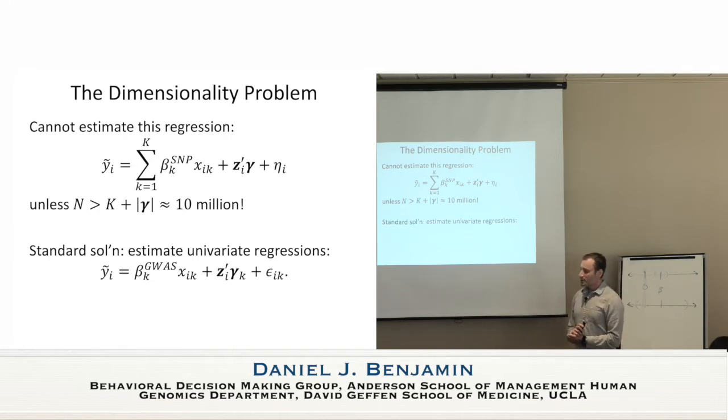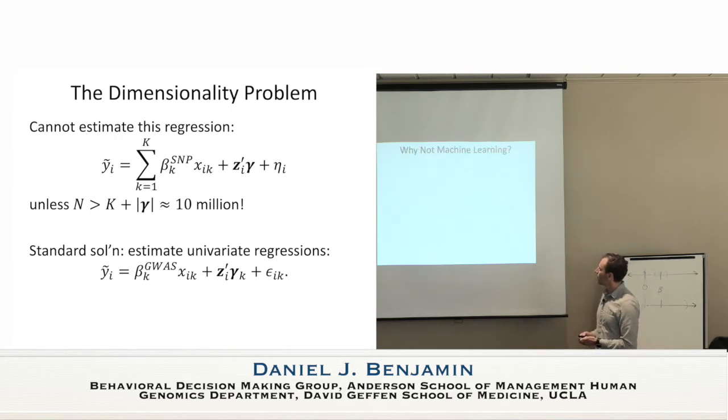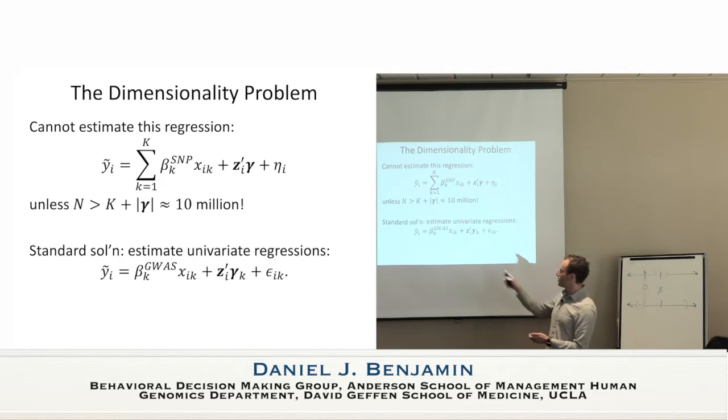OK, so the standard solution in GWAS is to estimate univariate regressions, to go SNP by SNP, with the same set of controls, but now just one SNP at a time. And now I've labeled this beta something else, beta GWAS, because that's yet again something different from the causal effect or the beta SNP.